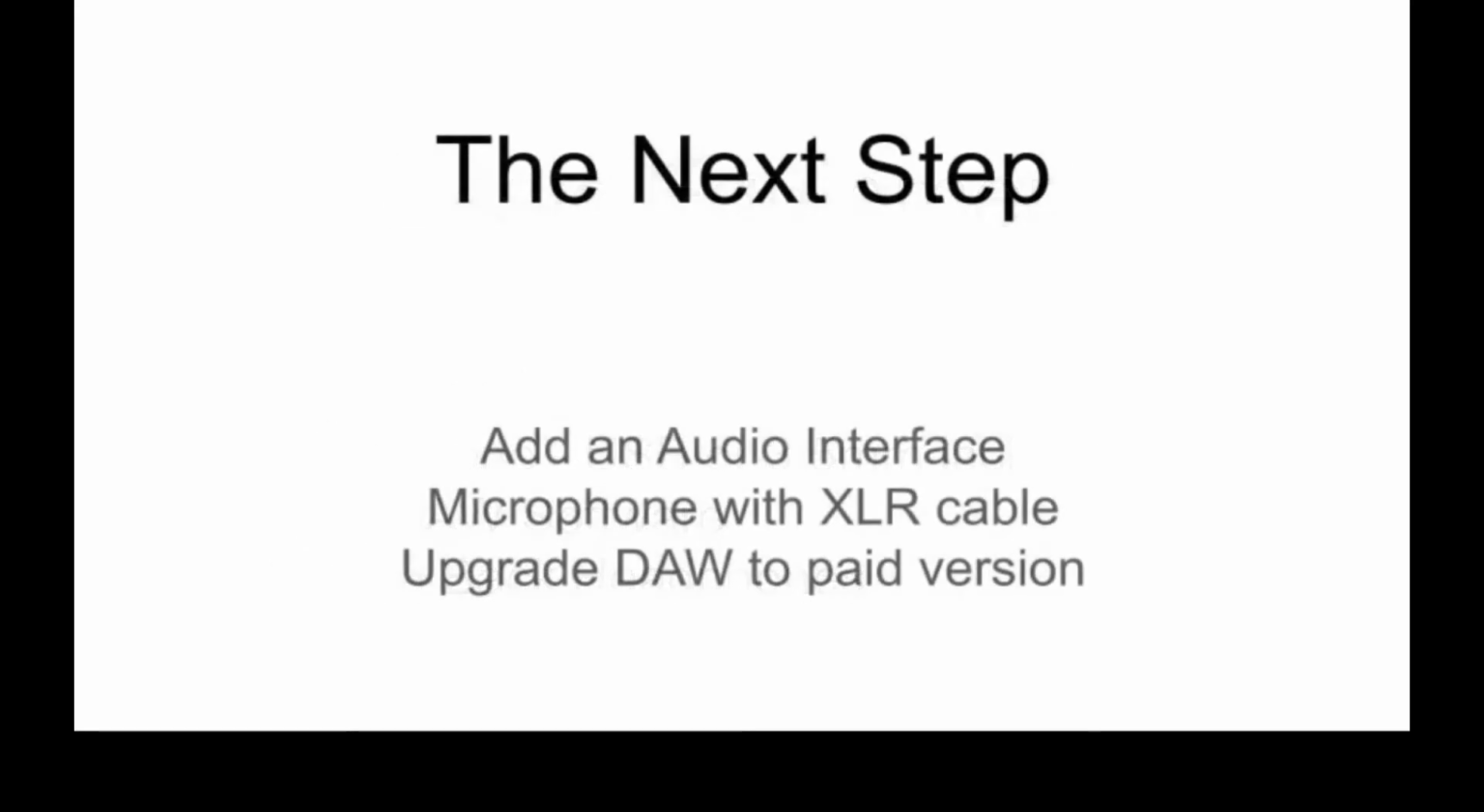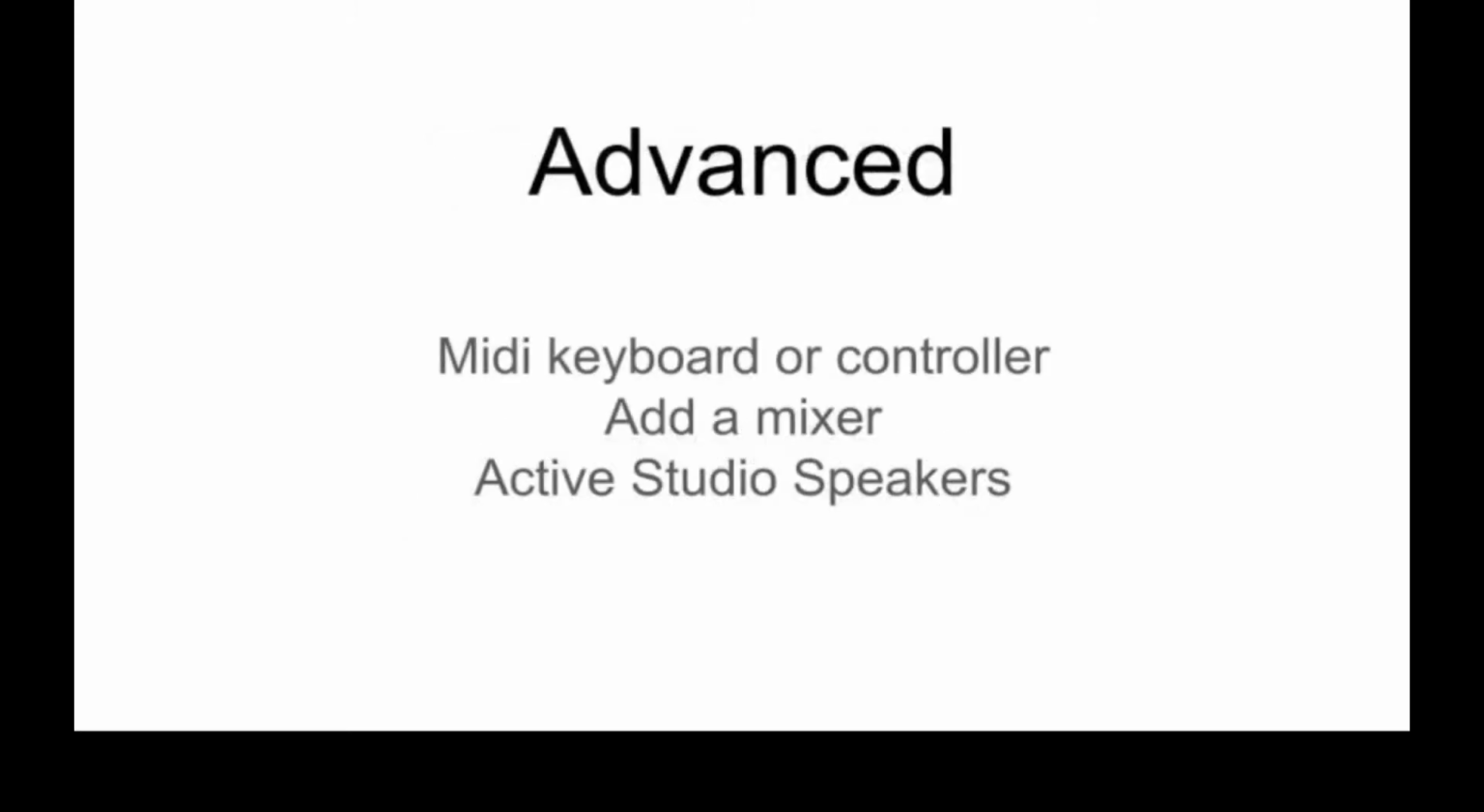Following that, we go on to the next step, where you can add an audio interface, a microphone with an XLR cable, and upgrade your digital audio software to a paid version. I'll be looking at a couple of different versions a bit further on. For an advanced setup, you can add a MIDI keyboard, a controller, a mixer, and active studio speakers, which John Dunstall actually touched on in the meeting a couple of weeks ago.